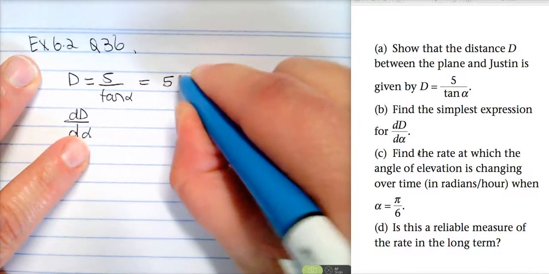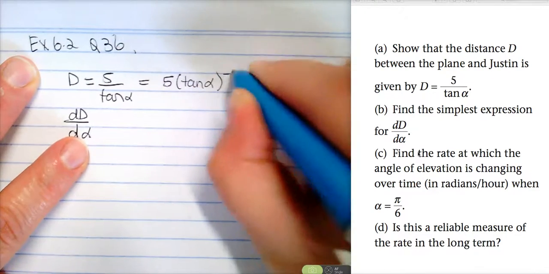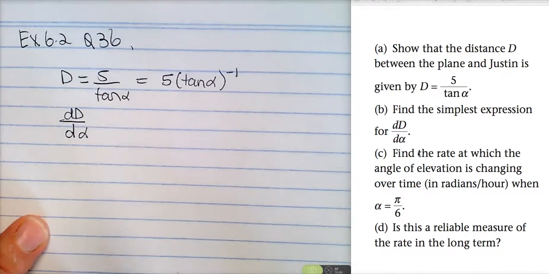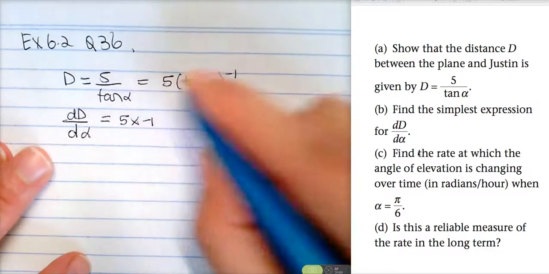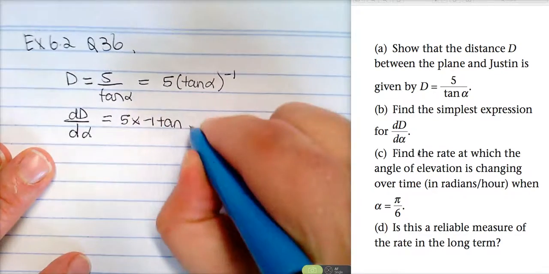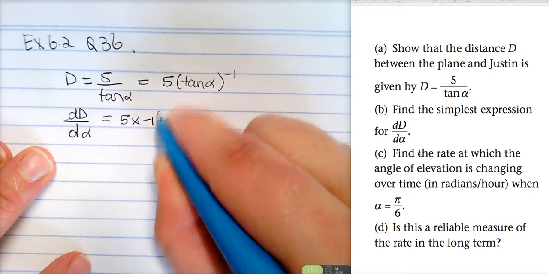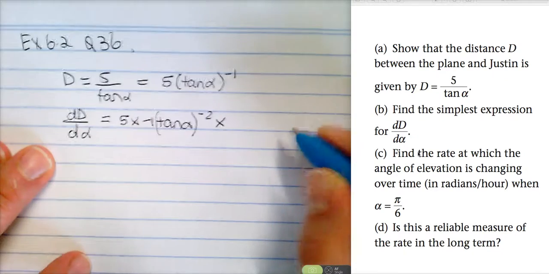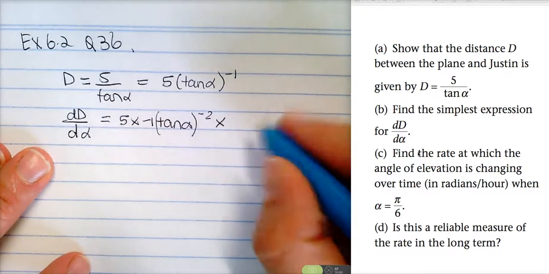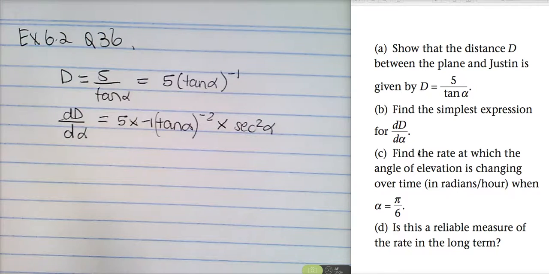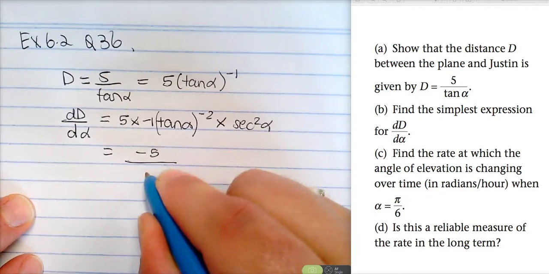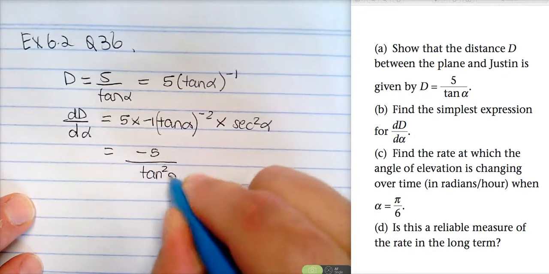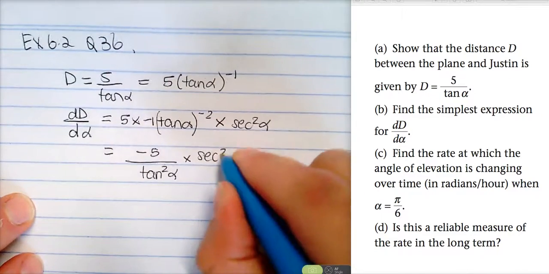You can treat that as 5 times tan alpha to the negative 1 and differentiate like that. dD/d alpha would be 5 times negative 1, what do you get? Tan alpha to the negative 2 times, differentiate tan, and you get sec squared alpha, which is, what do we get? Negative 5 over tan squared alpha times sec squared alpha.